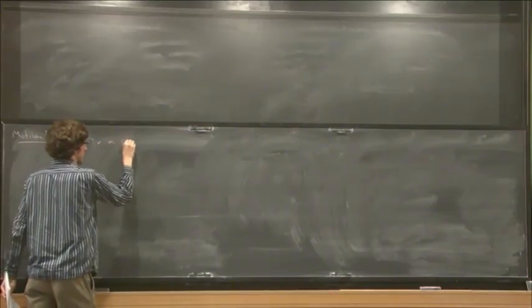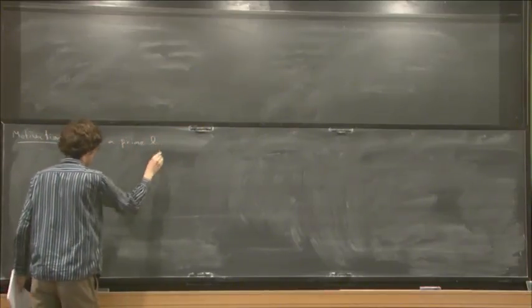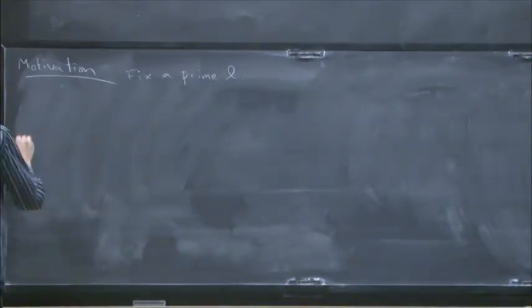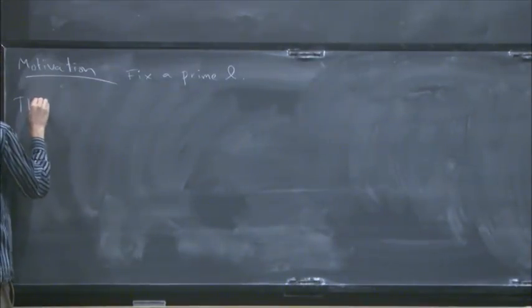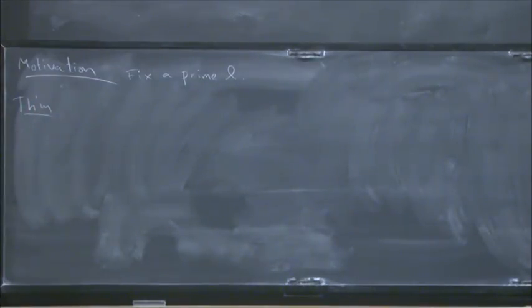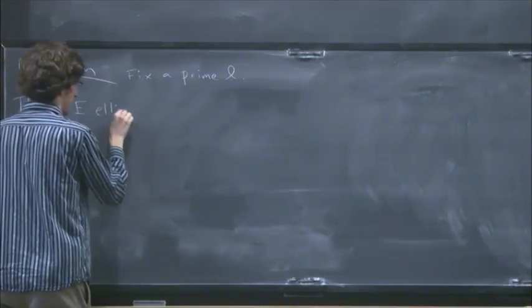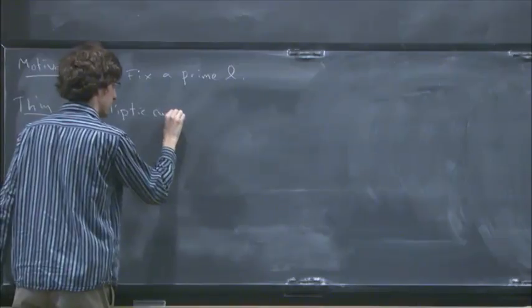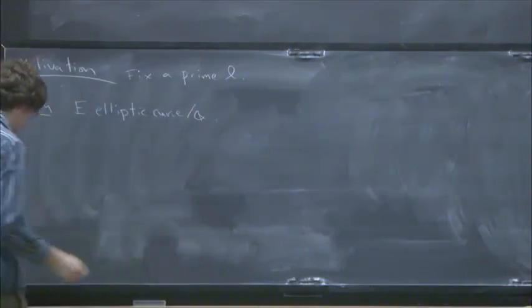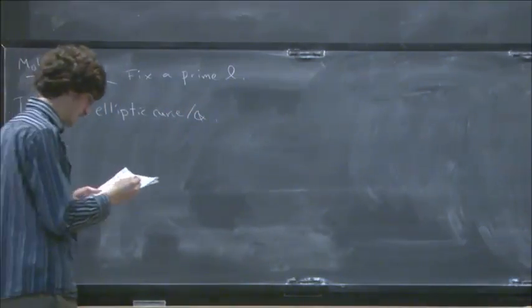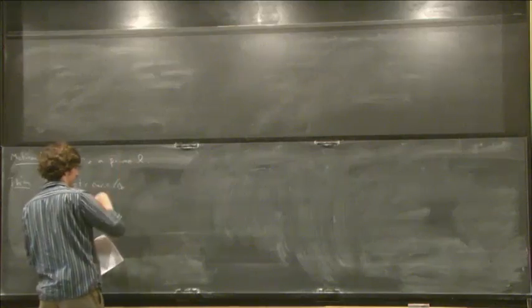So let's fix a prime L. Our motivation comes from the modularity theorem, which says that if we have E an elliptic curve over Q, there are many ways of stating this, but it'll be most convenient to formulate it this way.